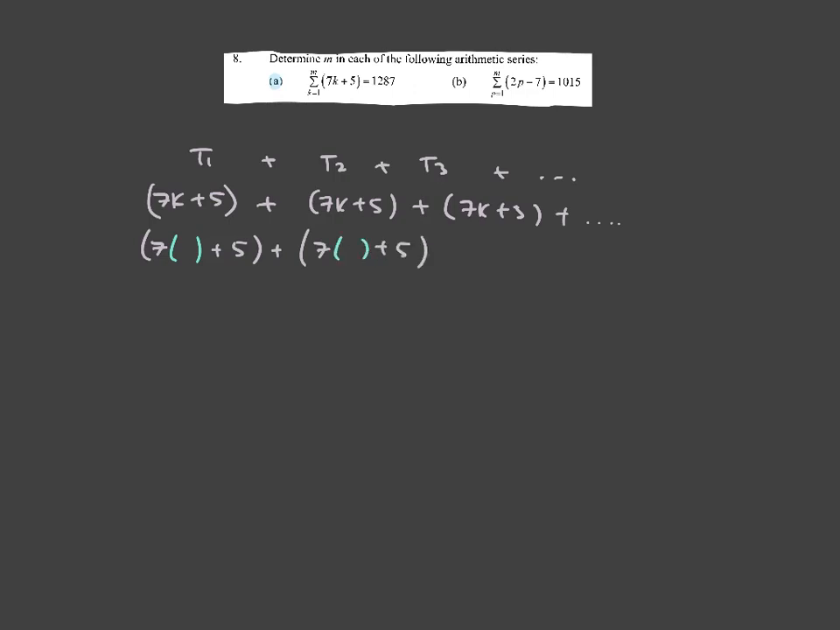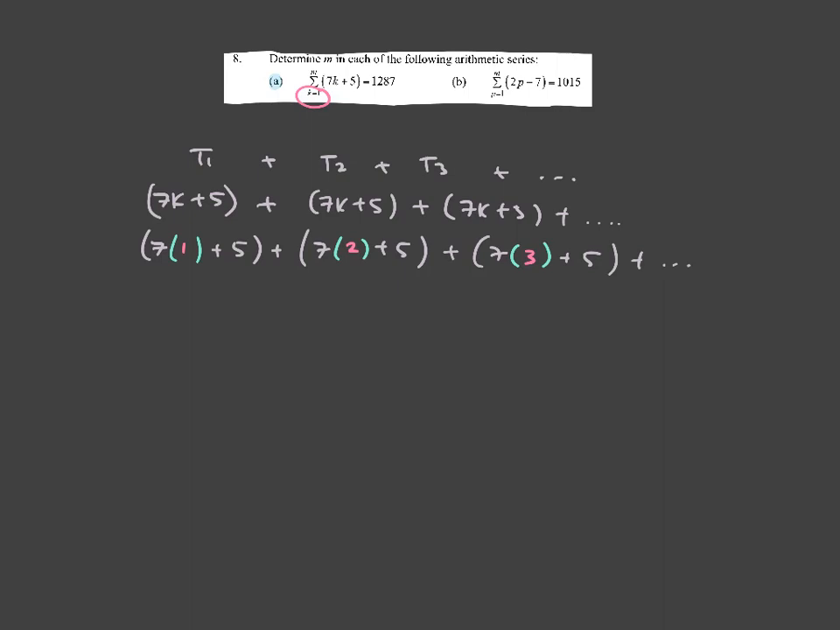So plus 5, plus 7 times k plus 5, and so on. Okay, so we're going to start with the bottom counter. What's the bottom counter there? k is equal to 1. So it's 1, the next integer is 2, the next integer is 3. We keep on going until we've got m, but we need to find m.